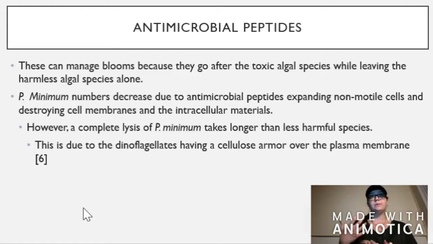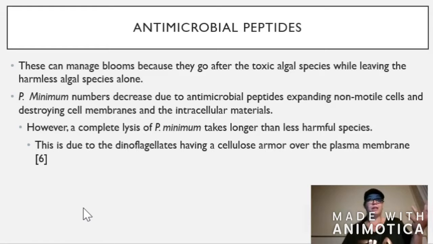They can manage blooms because they go over toxic algal species, but they leave harmless algal species alone. This is very important due to algal species, again, being primary producers. P. minimum numbers decrease due to antimicrobial peptides expanding non-motile cells, so it's harder for them to move around, and they destroy cell membranes and the intracellular materials. However, a complete lysis of P. minimum takes way longer than less harmful species.